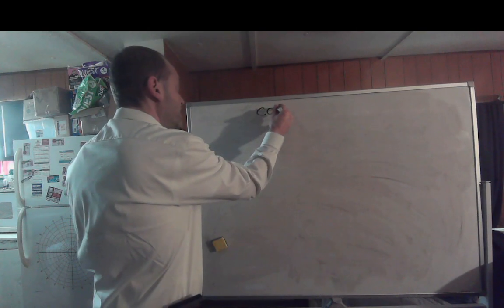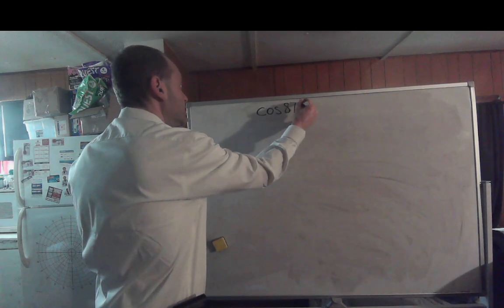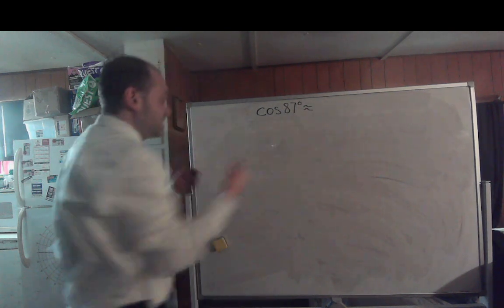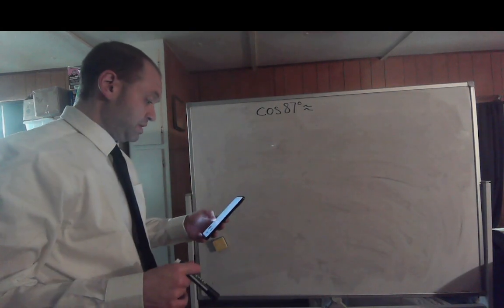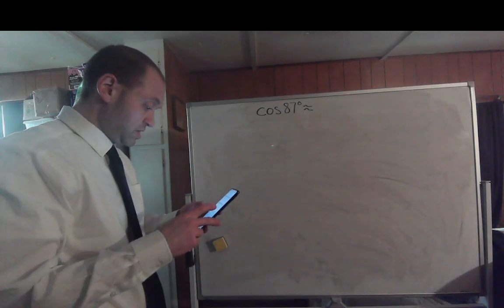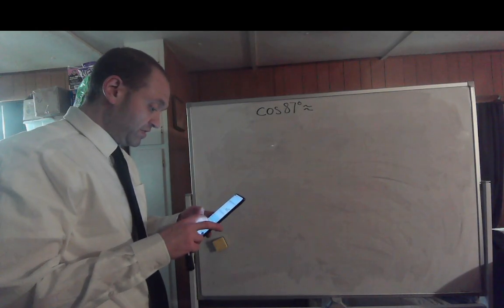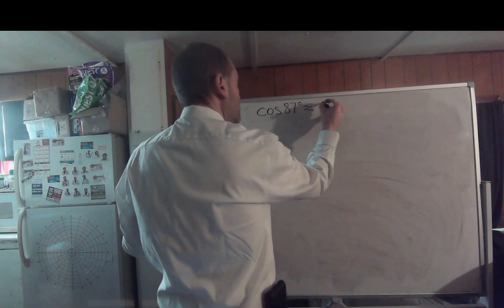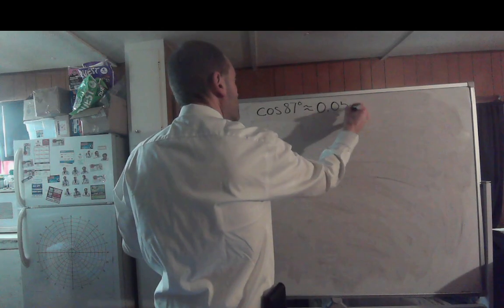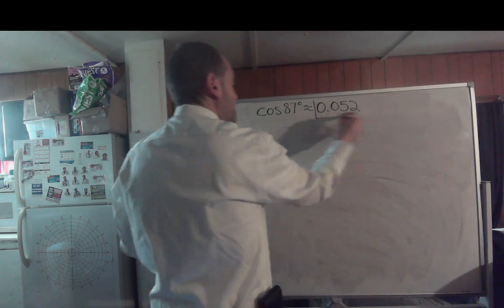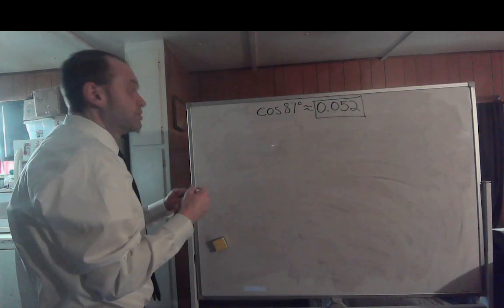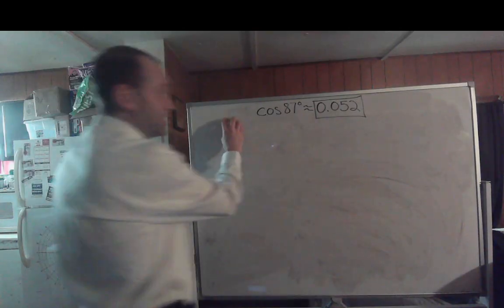So likewise, we can do the cosine of 87 degrees. The cosine of 87, again, make sure it's in degree mode since you have the degree symbol. So the cosine of 87 degrees gives you about 0.052. Yeah, so the cosine of 87 is approximately 0.052. I should say 87 degrees, not 87 radians. There's a big difference.